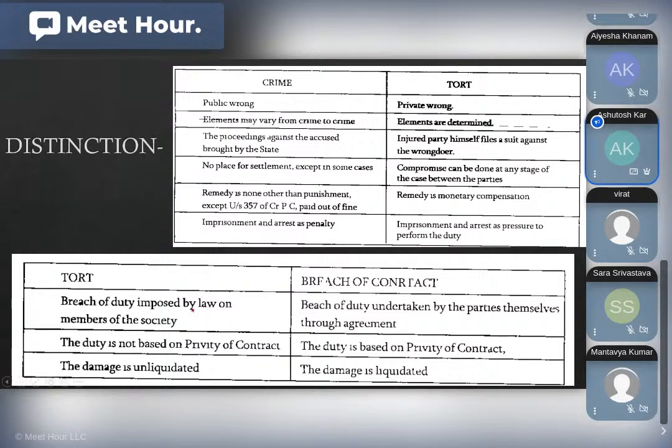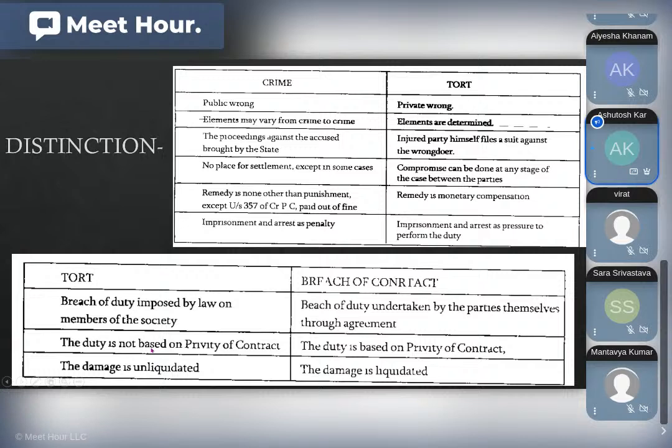There is some kind of a reasonable expectation from you to behave in society, right? So वो ड्यूटी को तुमने ब्रीच किया है. जबकि in a breach of a contract, the breach of duty is undertaken by the parties themselves through the agreement. तुमने पहले से agreement reach किया था जहां पे you had laid down these conditions कि ये चीज तुम्हें करना होगा, and if you are not doing that, you are actually committing some sort of a breach. So here there is a distinction between them.